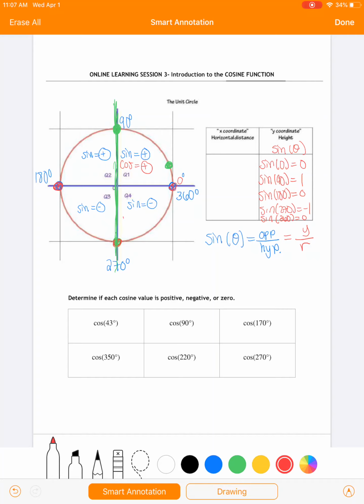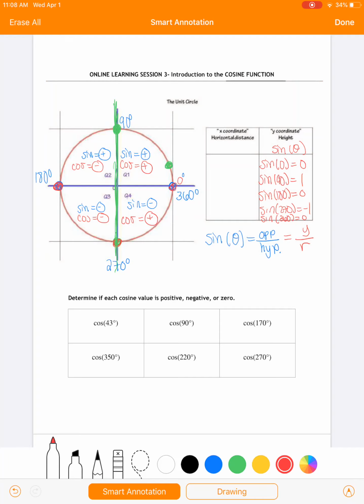Well, that would happen in quadrant 4, so any angle of rotation that lets you in quadrant 4 would be positive for cosine. Then, in terms of now going to the left, the two quadrants where we would be to the left of the y-axis will be in quadrant 2 and quadrant 3. So we can say that cosine is negative in quadrant 2 and quadrant 3.